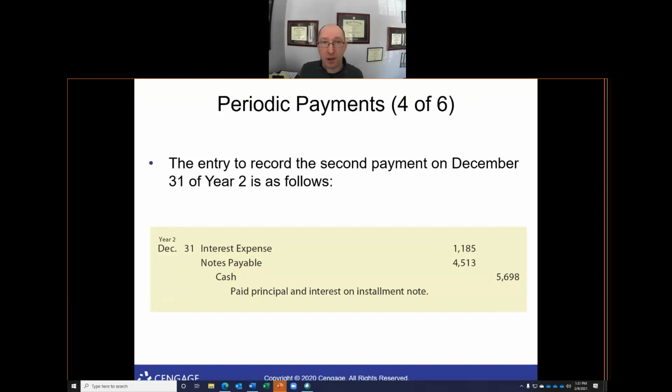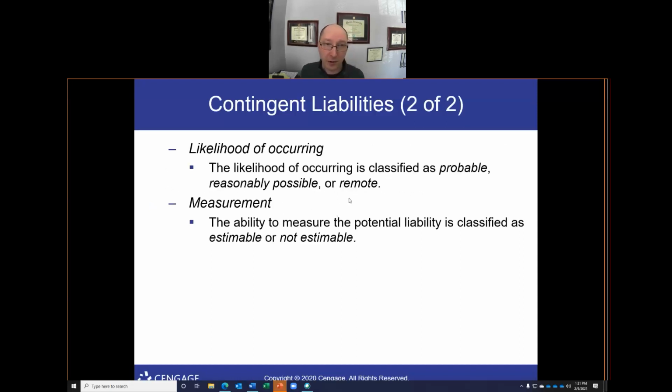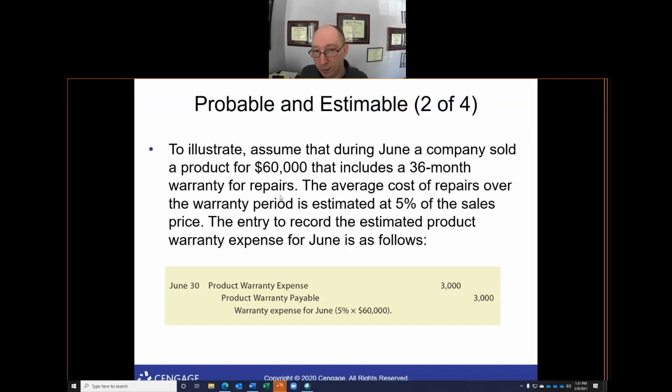A couple of examples. Contingent liabilities are liabilities that depend on a couple of factors. One is the likelihood of it occurring, the other one is the measurement. An example of this would be insurance paying out based off of the likelihood of an accident happening, right? What's the difference between probable and estimable? Probable means what is the probability of it happening, and estimable is what is the estimation of the cost for something happening.